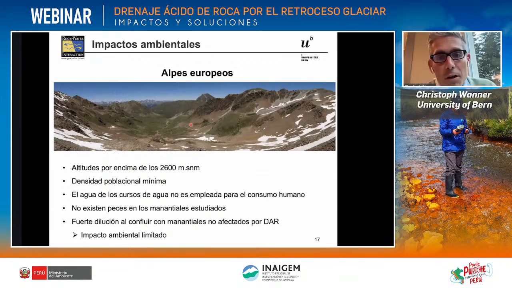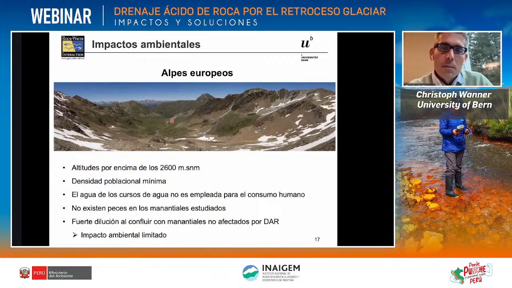So for the European Alps, at least for the systems I'm aware of, the situation is not extremely severe. I only know of about 3 farms which had to change their drinking water supply. Before, they used the stream water for drinking water purposes. Now, of course, you cannot drink that water, so they had to change the drinking water supply.